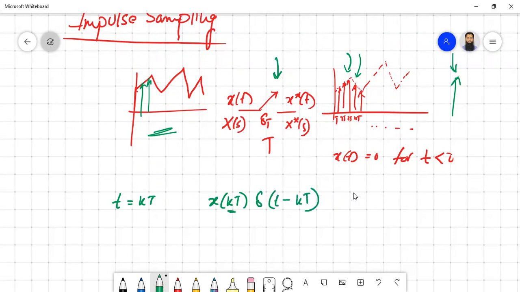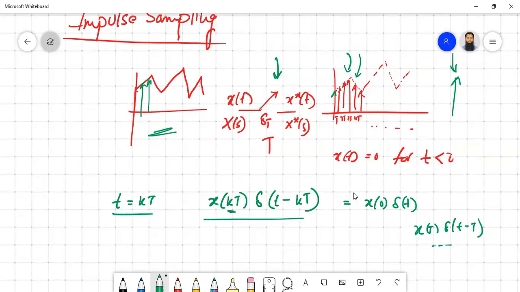So if k equals zero, then it is δ(t − 0), which will be x(0)δ(t). So this is the first one, at time zero, what we have. And the next one you are going to get is x(T)δ(t − T), a one-time-delay version of your impulse. So this is how it will continue. So at t equal to kT, this is what you are going to get.